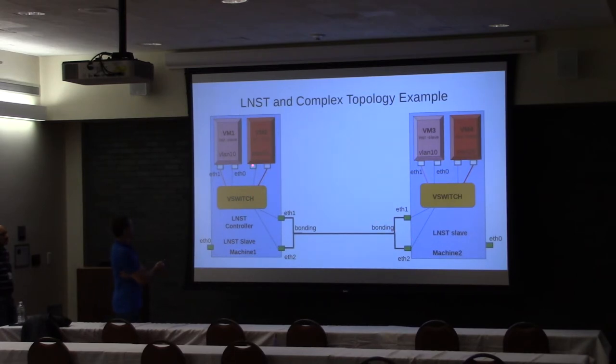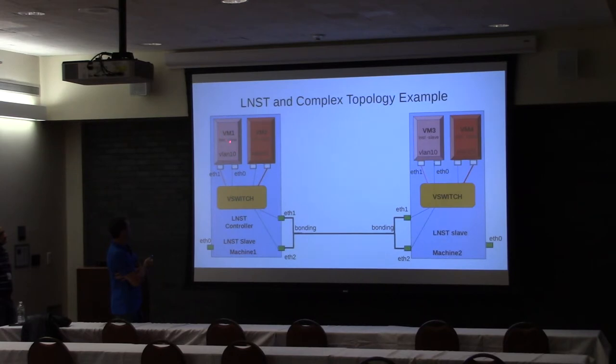In our case, we're going to run a functionality test, either ping, for example, between VM1 on this host to VM3. ETH0 on each VM is the controller. This is how I can SSH to this machine. ETH1 is the NIC that I'm testing.